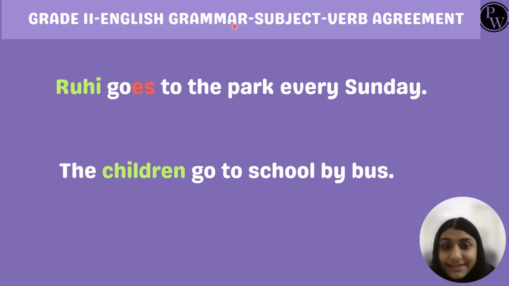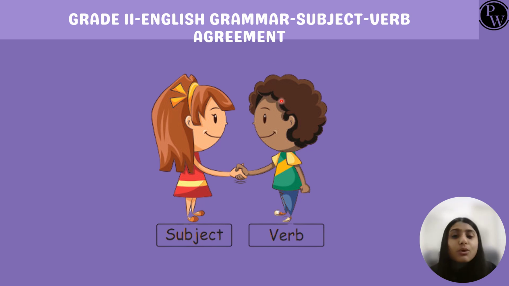So did you notice that we added es to the verb go in the first sentence? Can you tell me why? Because we followed the rule of subject verb agreement by adding es to the verb go. Now, what is subject verb agreement? So, subject verb agreement is a sentence rule. All right, it's the rule that helps the subject of a sentence and the verb become good friends.